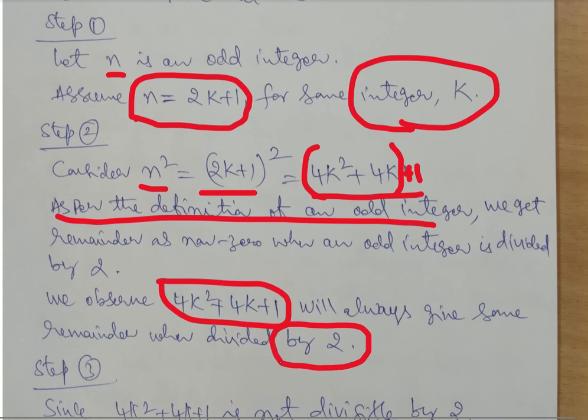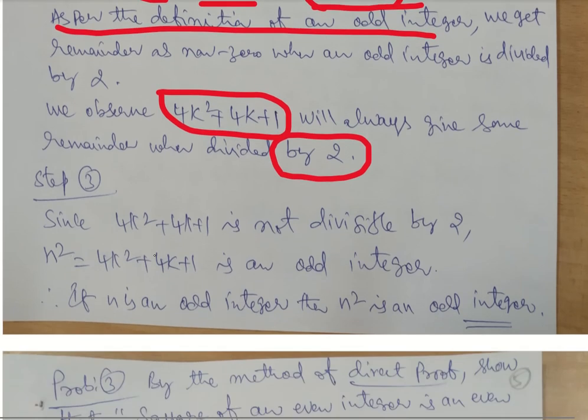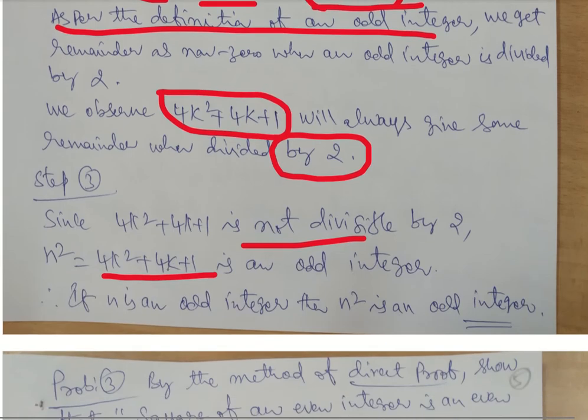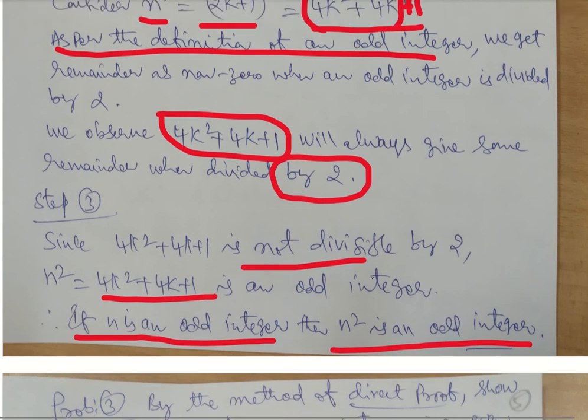When some number gives a remainder, it means it is not even. If it is not even, what should it be? It should be an odd number. So what is the conclusion now? Since it is not divisible by 2 completely, we say n square is an odd number. We assumed n is an odd number, and we have proved n square is an odd integer. Thereby the given statement, if n is an odd integer, n square is also an odd integer, is true. This is how we have proved it.